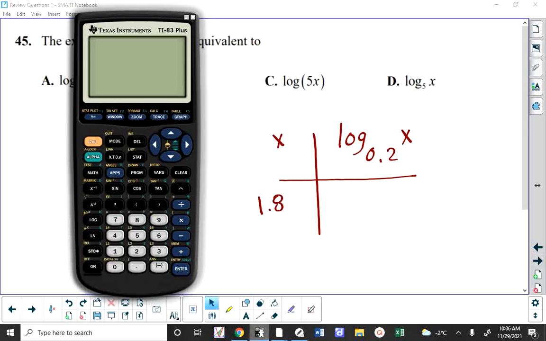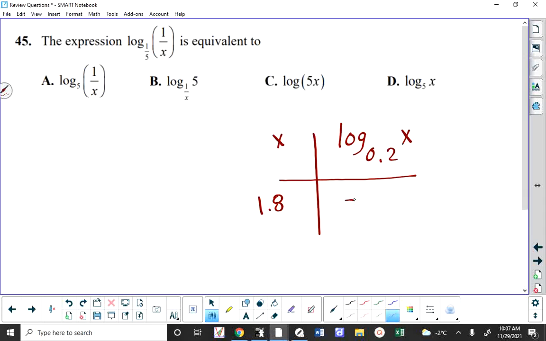So when I use x equals 1.8, I'm going to have log base 0.2 of 1.8. Most of you would probably use your log base function. I'm going to use the change of base formula and take the log of 1.8 divided by the log of 0.2, and I get negative 0.36. It's very easy to lose yourself in why is it negative. It's negative because the base is so small. That's maybe the way to look at it.